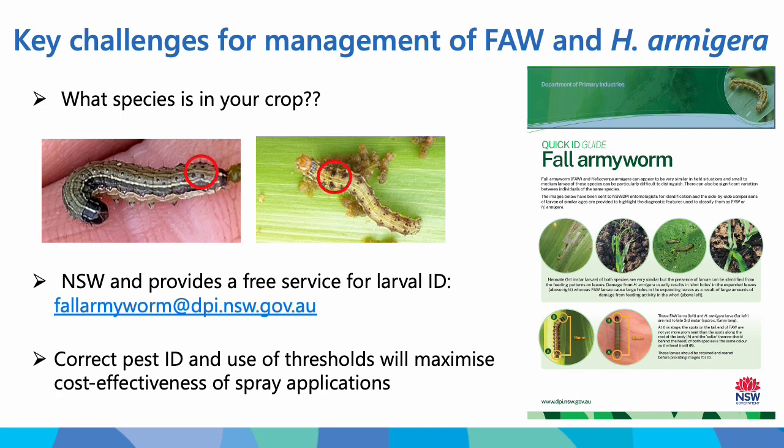with those inquiries. Now, of course, in a wet year like we've just had, there is a strong possibility that there may be larvae of other species around in crops, so things like other spodopteran species or native armyworms, for example. And so it's important to correctly identify the pest and also to use the correct thresholds to help maximise the cost effectiveness of your spray applications.